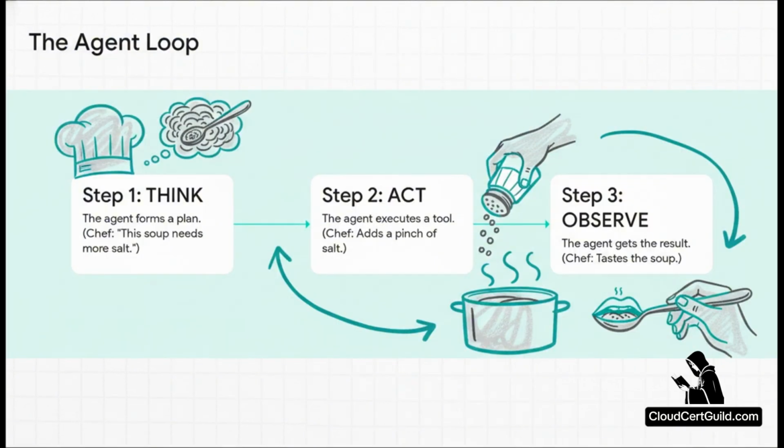You know, the best way to visualize this loop is to think about a chef cooking some soup. First, the chef thinks, this soup, it needs more salt. That's the reasoning part. Then they act. They add a pinch of salt. And finally, and this is the most critical step, they observe. They taste the soup. That observation feeds right back into their next thought, and the whole cycle starts over again.